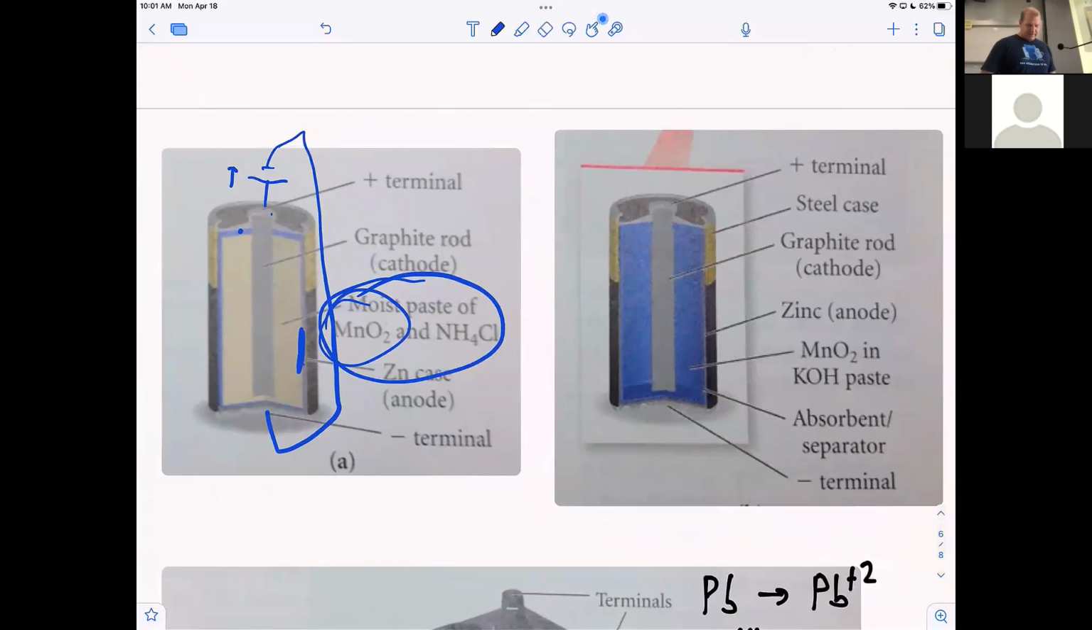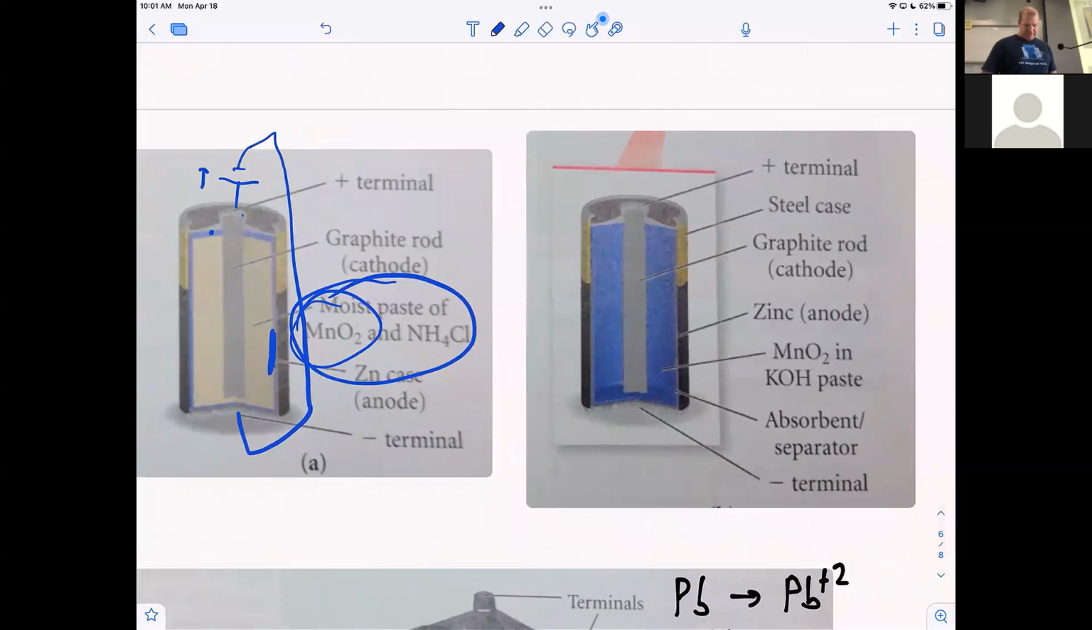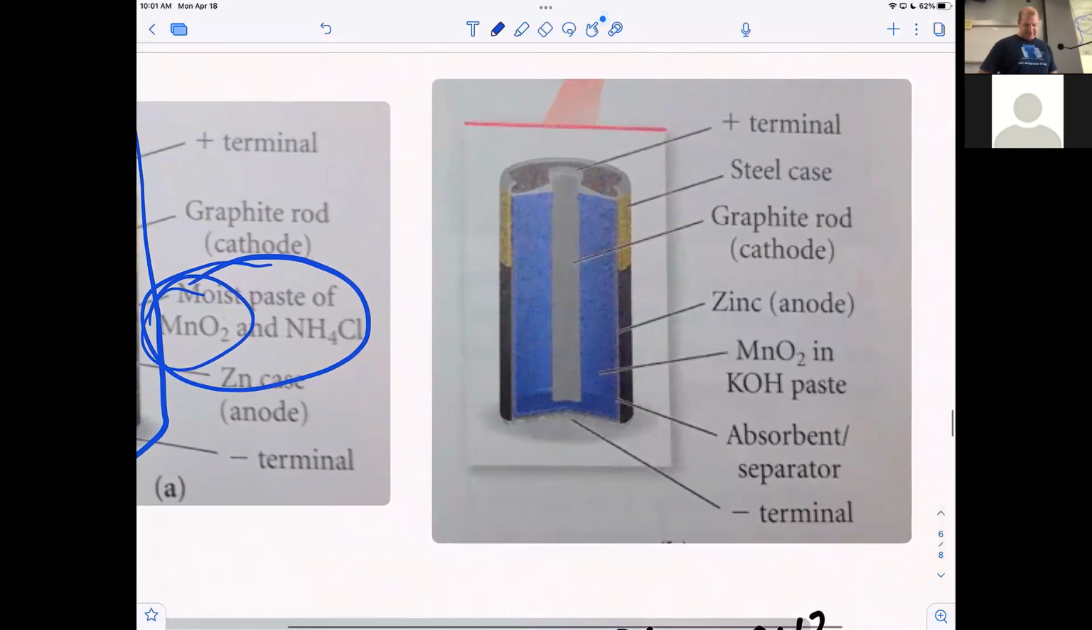But most batteries we use now are alkaline batteries. The difference between this and an alkaline battery is it has potassium hydroxide in it, and that means it's basic. The opposite of acidic is basic, right? And another word for basic is alkaline. So an alkaline battery, same idea.